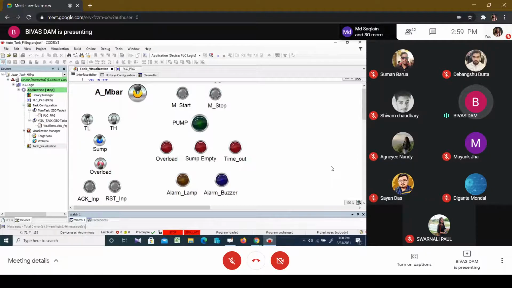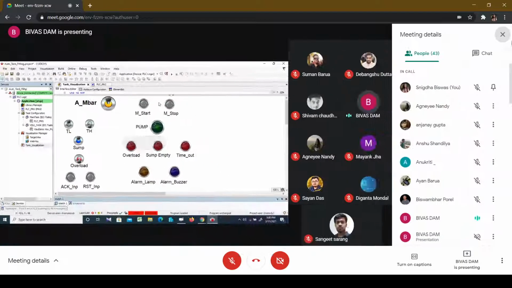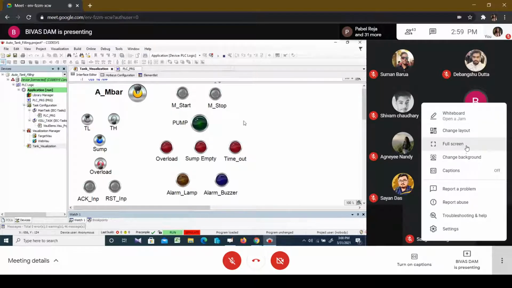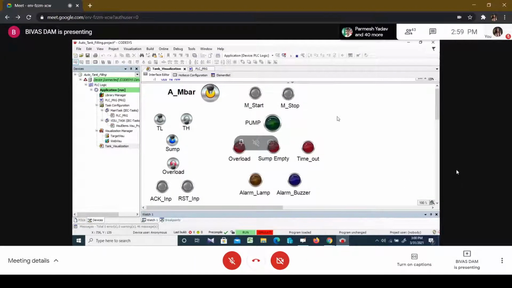There is water, as TL is 1, that means there is water till the lower level of the tank. That means the tank is not empty. So there is no question of starting the pump. Now even if I press the M start switch or M stop switch, oh by the way, it is now stop mode. Even if I press the M start switch or the M stop switch, nothing will happen.